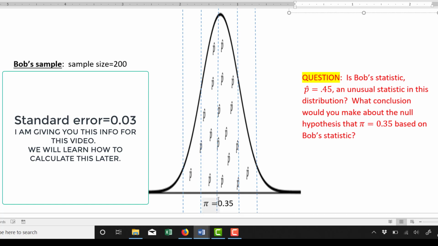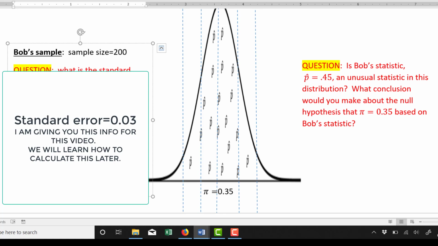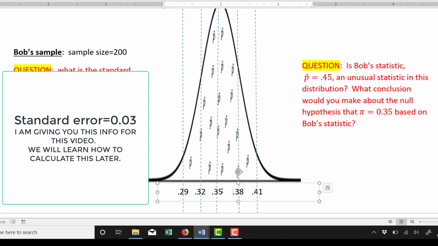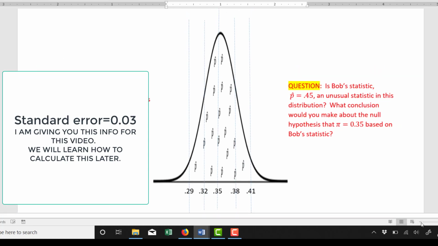bell-shaped. It's still centered at the null hypothesis value, which is 0.35. Now, with a bigger sample size, the distance between the vertical lines is only 0.03. When I go through and label, 0.35 is in the middle. You add 0.03 to get 0.38, add another 0.03 to get 0.41. Going backwards, you subtract 0.03 to get 0.32 and subtract 0.03 to get 0.29. So notice there's a much smaller range of what we expect to get for sample statistics. The distribution of sample statistics is much narrower than it was when we did the sample with sample size 40.